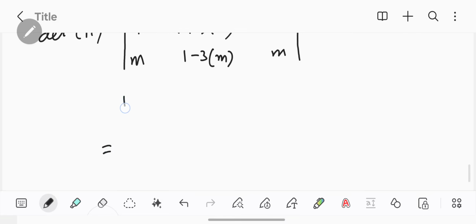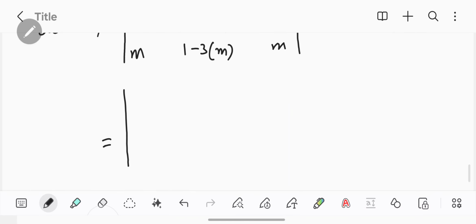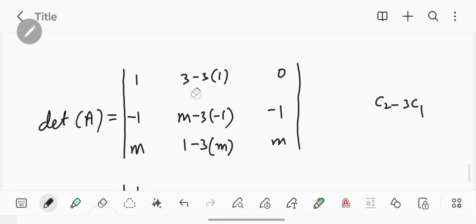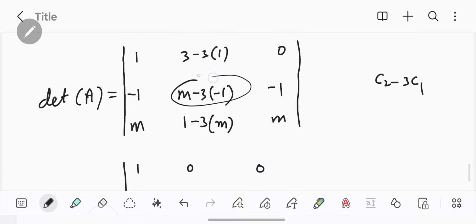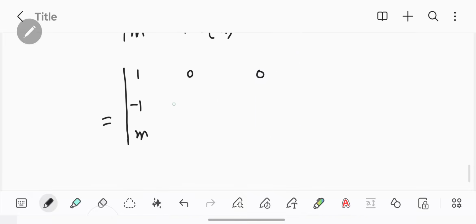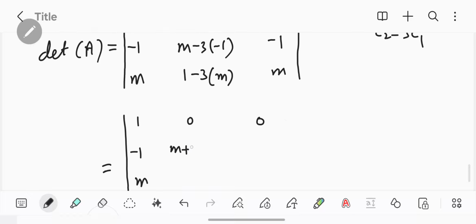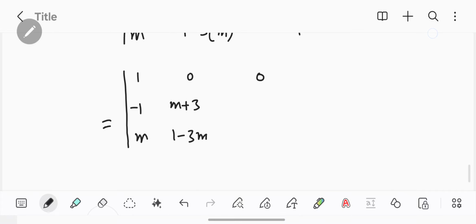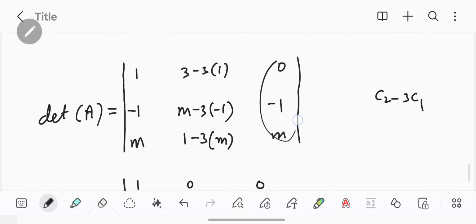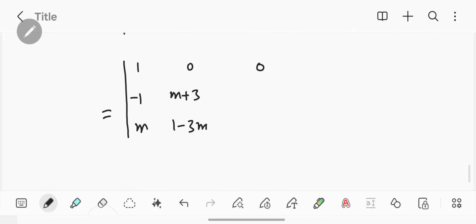Okay, if I simplify these values, 1 minus 1M, this becomes 0, and this is also 0. M plus 3, I will write M plus 3 here. And this is 1 minus 3M. And the last column is 0 minus 1M.